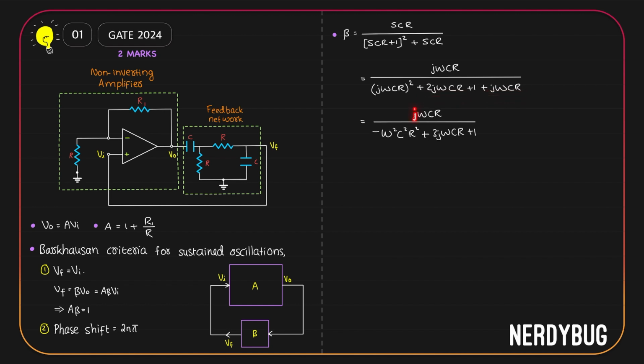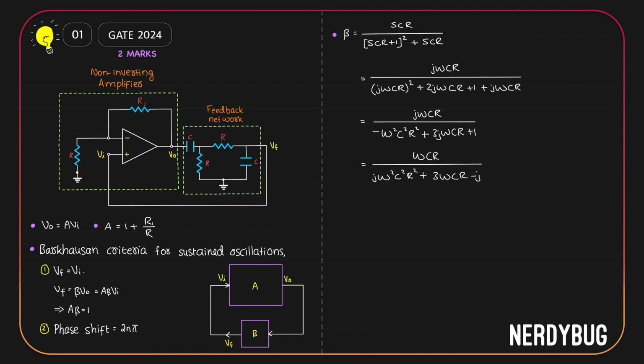We have a j in the numerator. Let us divide the numerator and the denominator with j. In the numerator, this j will get cancelled. For this term, if we divide it with j, it is like multiplying it with minus j. So the negative will be cancelled. We will get j omega square C square R square. If 3j omega Cr is divided with j, j and j simply get cancelled and we get 3 omega Cr. If 1 is divided with j, 1 divided by j is minus j. So we get minus j here.